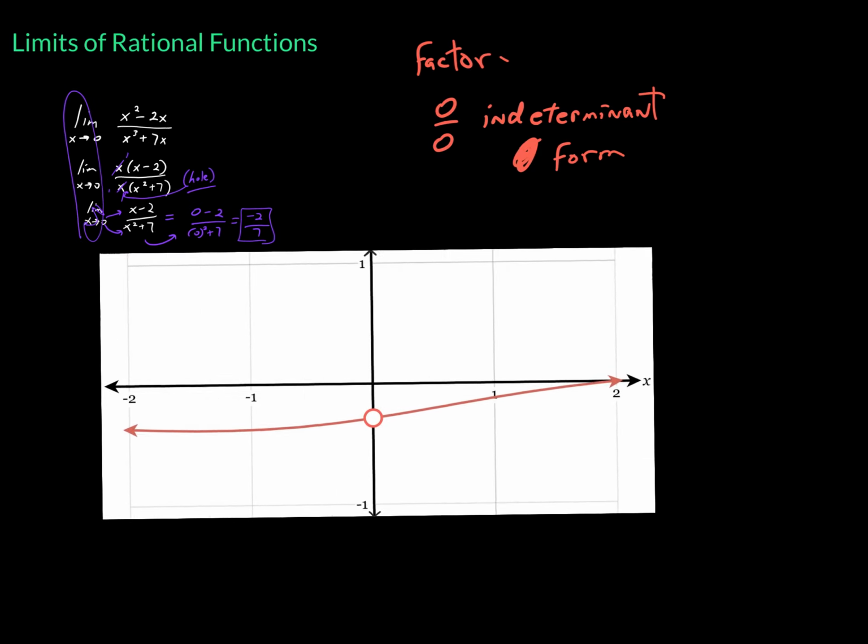This is what the function looks like. And if you notice, right here, there's a hole when x equals 0. Okay. But aside from that, it's approaching y equals negative 2/7. This number right here. And this y value right here is negative 2/7. The limit is approaching negative 2/7 as x is approaching 0.